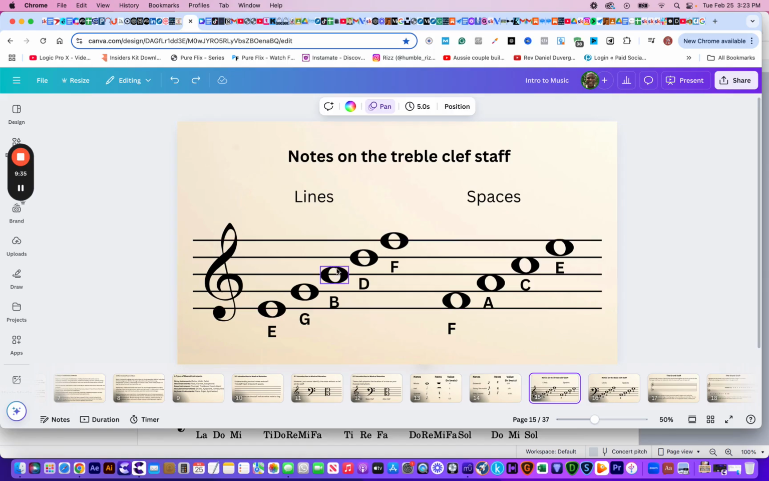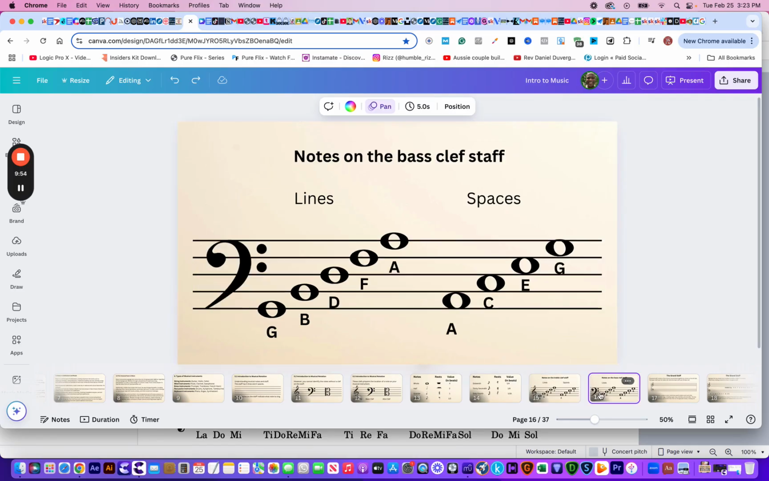So the notes on the treble clef lines are E, G, B, D, F. The notes on the spaces are F, A, C, E. And that's for the treble clef. Now the notes for the bass clef, for the lines, the bass clef looks sort of like a line with 2 dots, okay? So you have G, B, D, F, A. And then the spaces are A, C, E, and G.